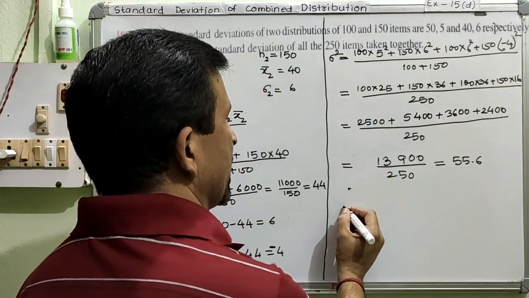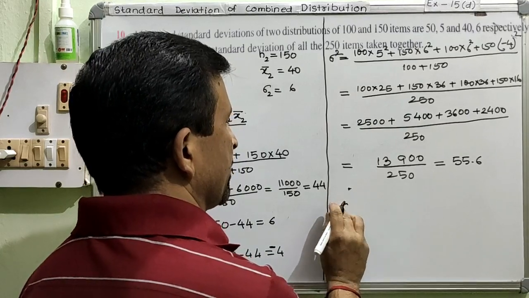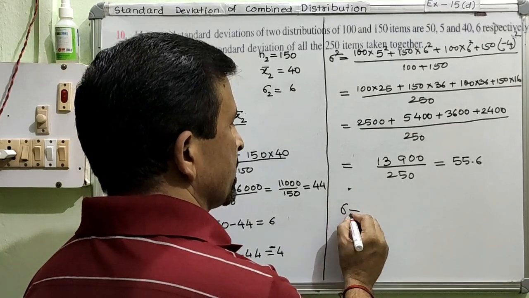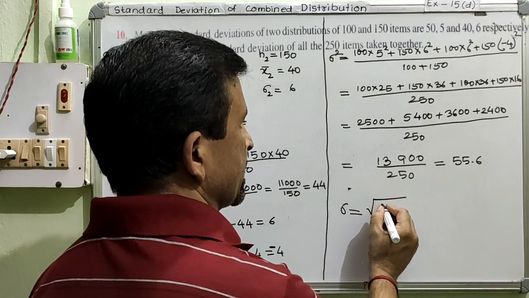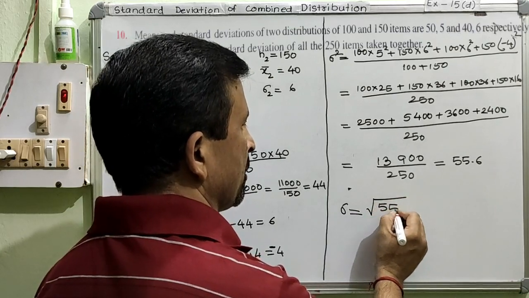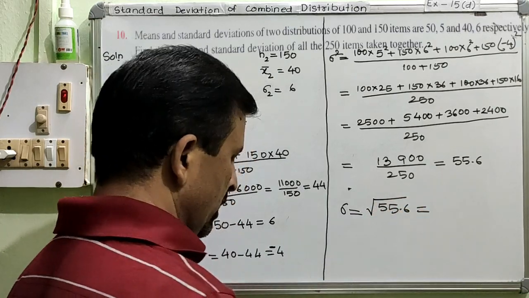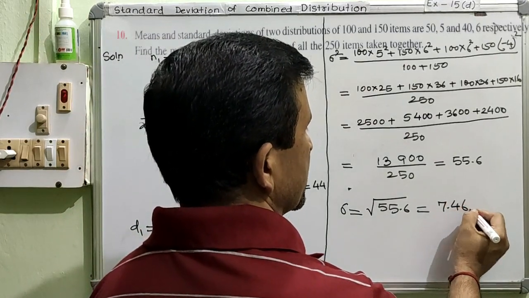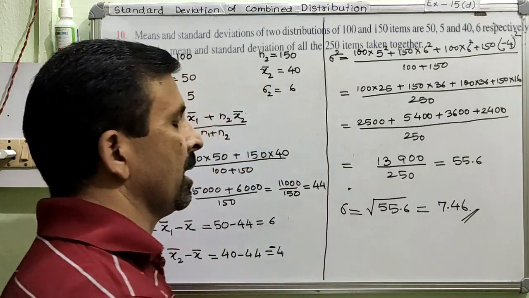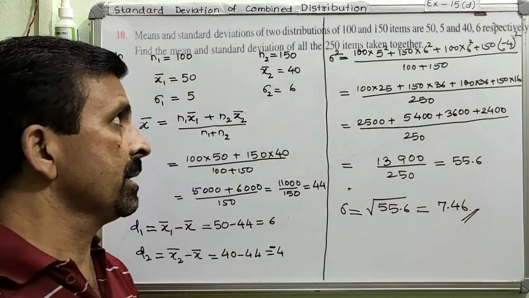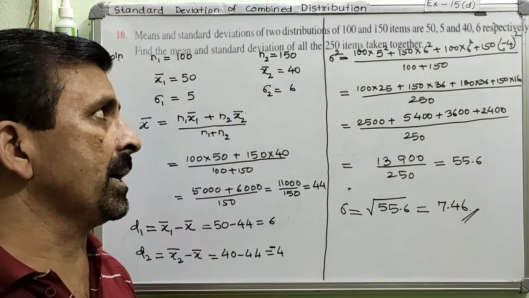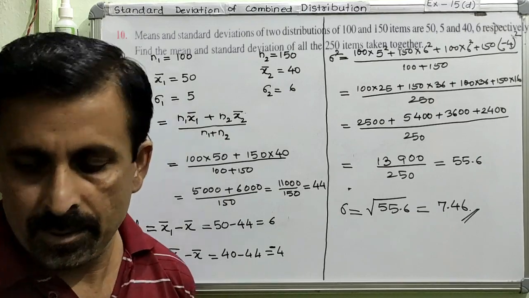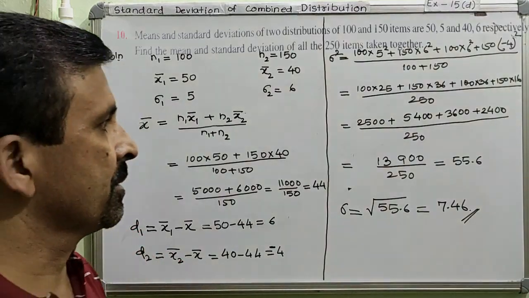So now we can find out the value of sigma. For finding the value of sigma, the square will go to the right hand side. So sigma is the square root of 55.6, and the final answer will come 7.46. So this becomes the standard deviation for the combined distribution. Am I very clear? Thank you.